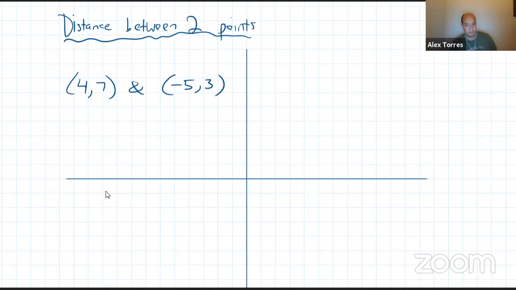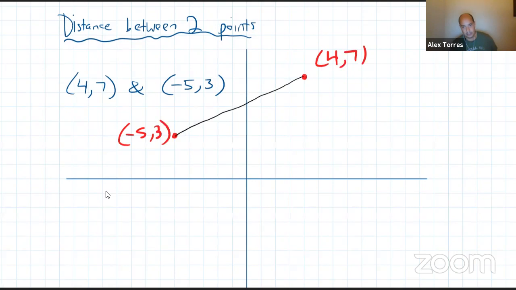So if we have the points (4, 7) and (-5, 3), the way we recommend for you to find the distance between 2 points is to create a right triangle and use the Pythagorean theorem, which, like I said, is where the distance formula comes from.